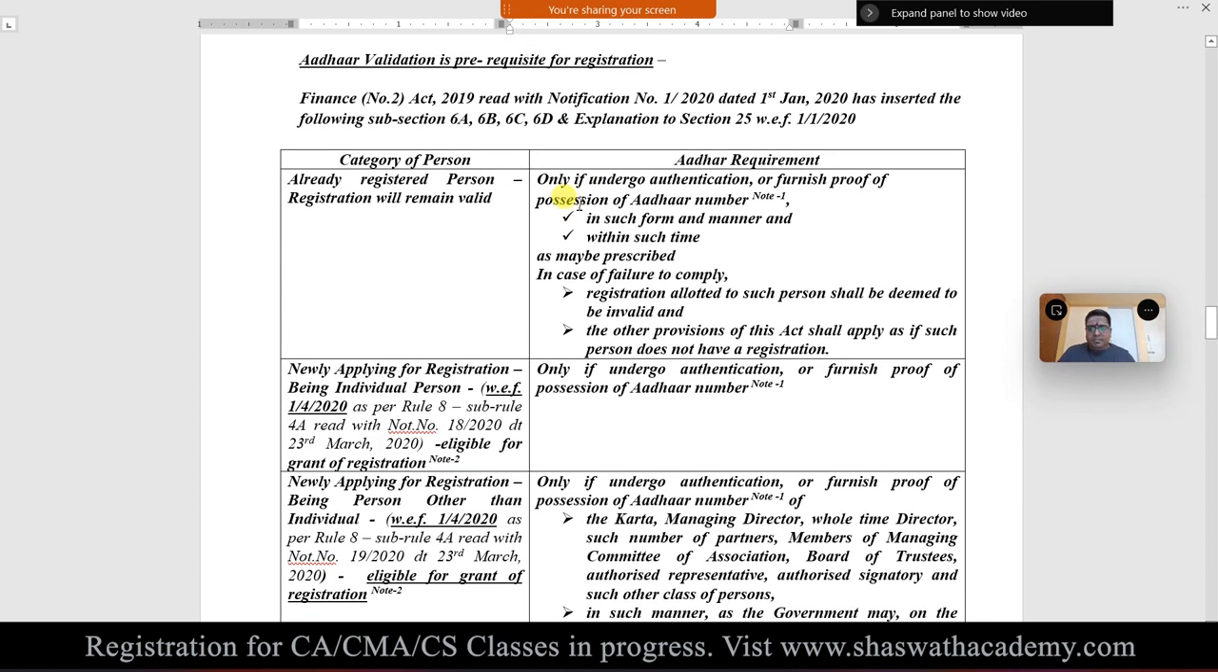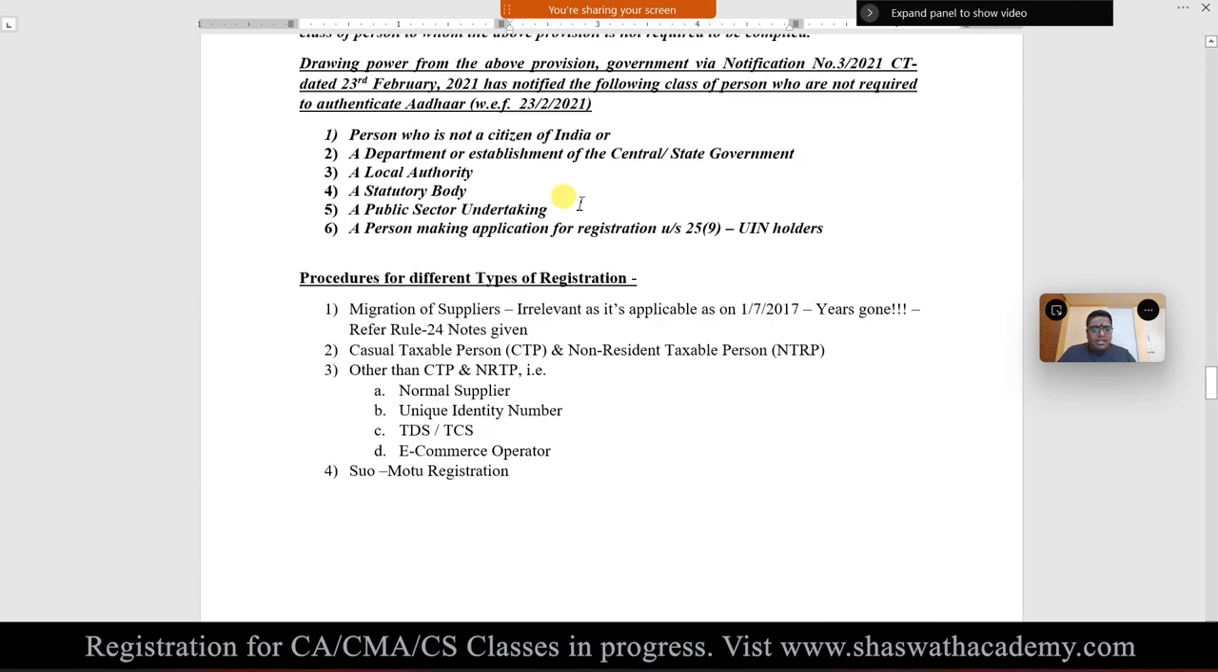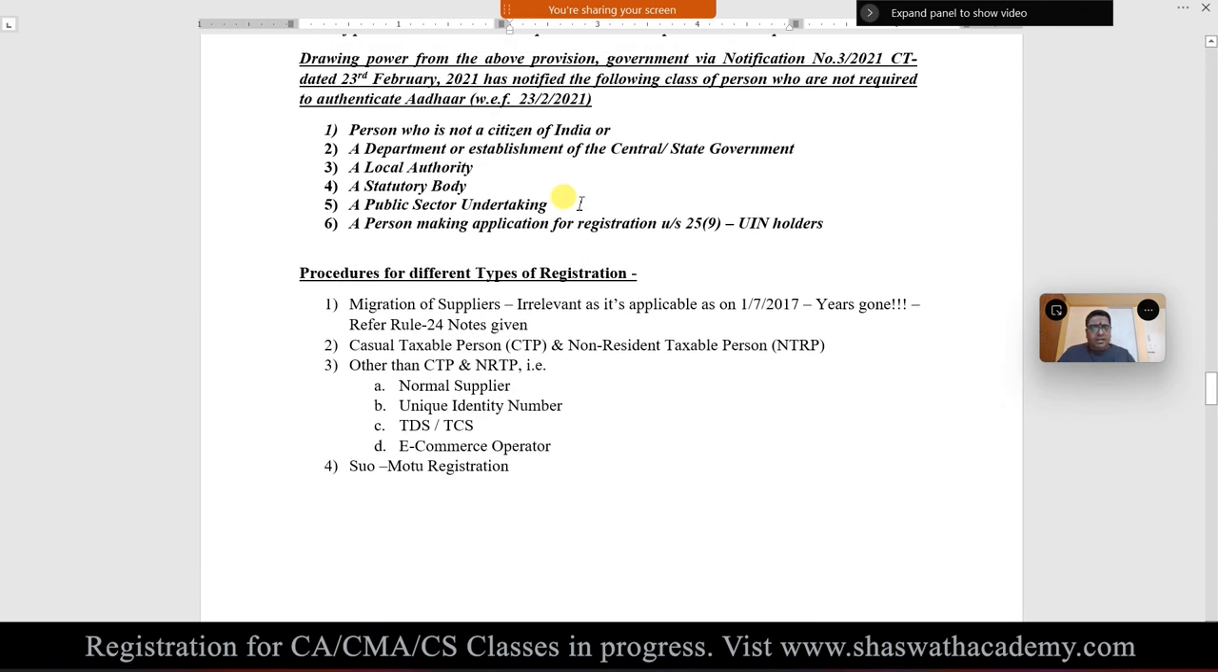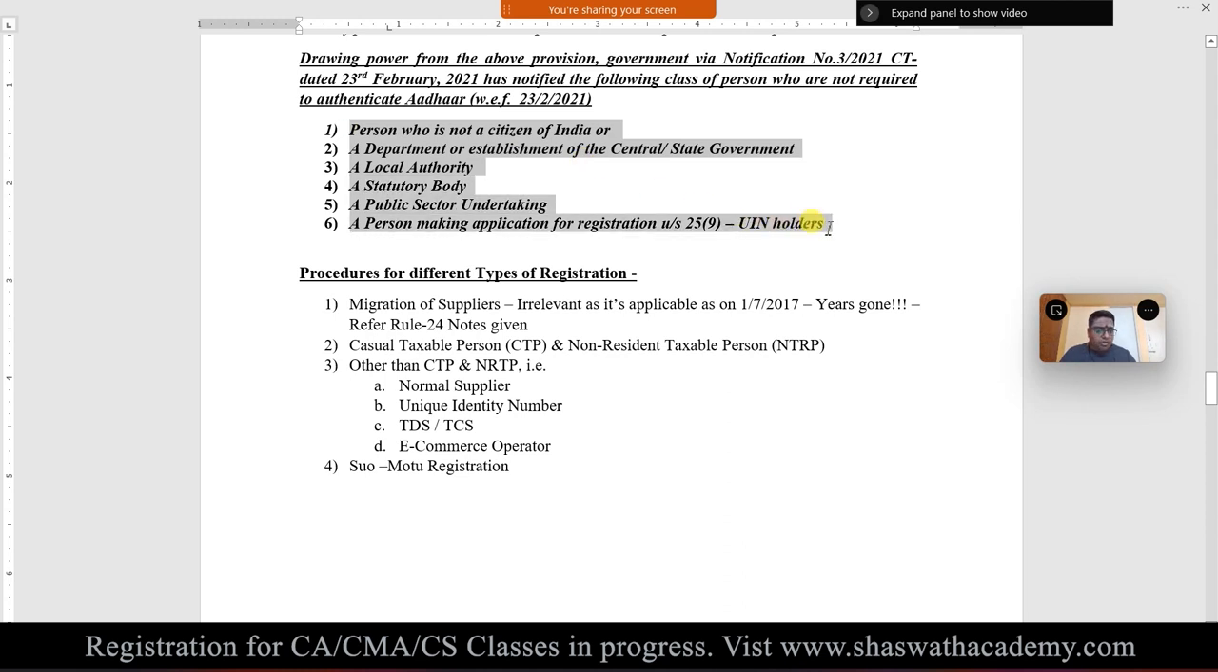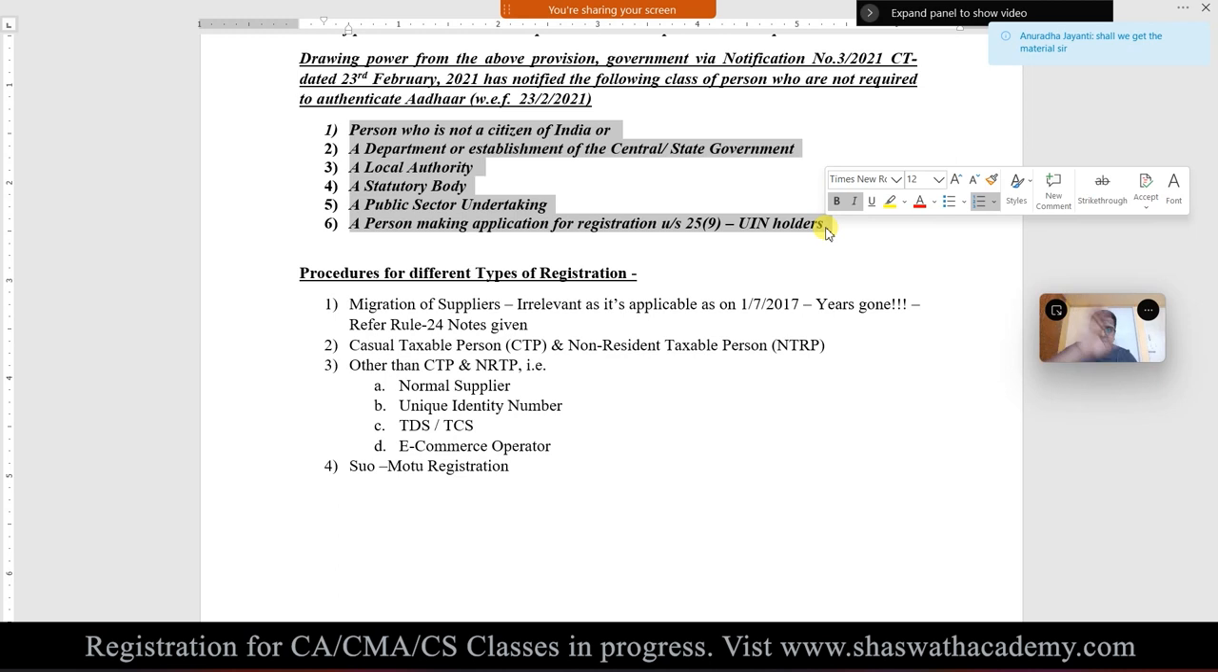Very, very important amendment. Aadhaar is required, and Aadhaar is not required for whom? The government has notified with effect from 23-12-2021 that Aadhaar is not required for these people. It can be an MCQ or a standalone 4-mark or 3-mark question. Mark it important. PAN is compulsory. Apart from PAN, today Aadhaar is also compulsory. Aadhaar is not required for whom? A person who is not an Indian citizen, government departments, and unique identity number holders. For these three categories, it is not required.